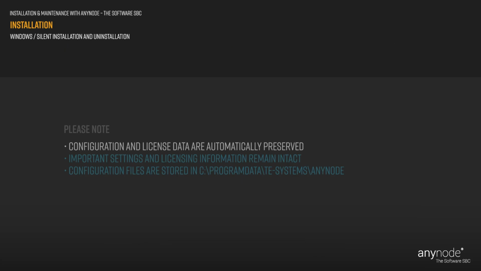During a silent uninstallation of Anynode, the configuration and license data are automatically preserved. This ensures that important settings and licensing information remain intact for future installations or reference. Delete all configuration files, logs, and license data manually, if needed.